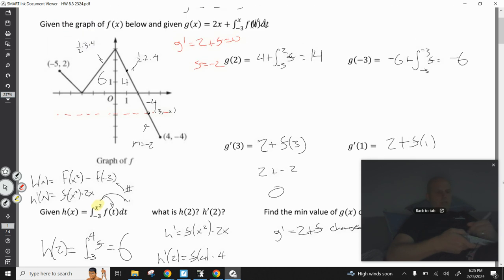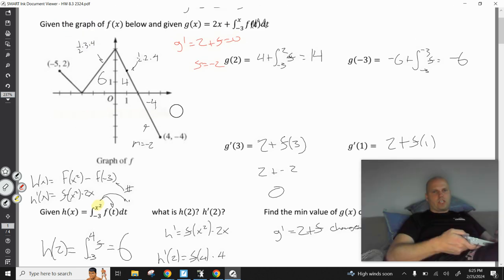If you don't like doing that, your other option to adjust things is to shift everything up 2, which shifts this point to 0. This point goes to negative 2. This point goes to whatever, 6. This point goes to 2. This point goes to 4. So it looks like this.